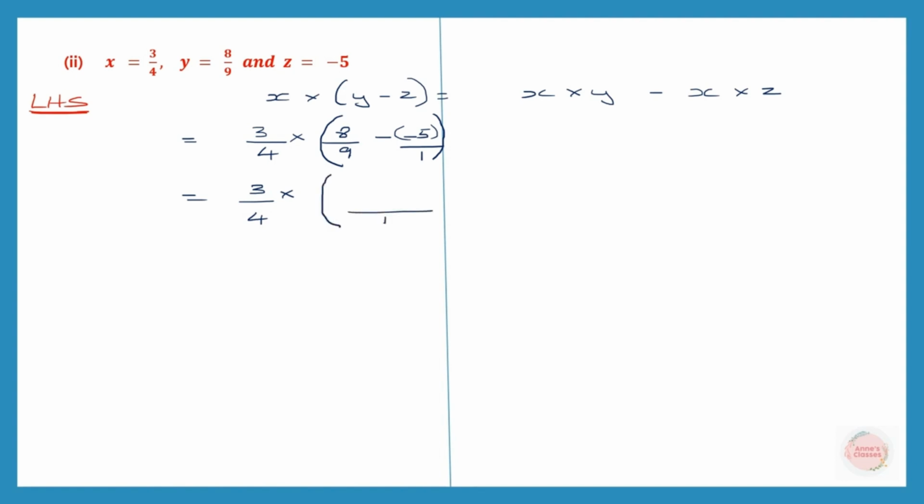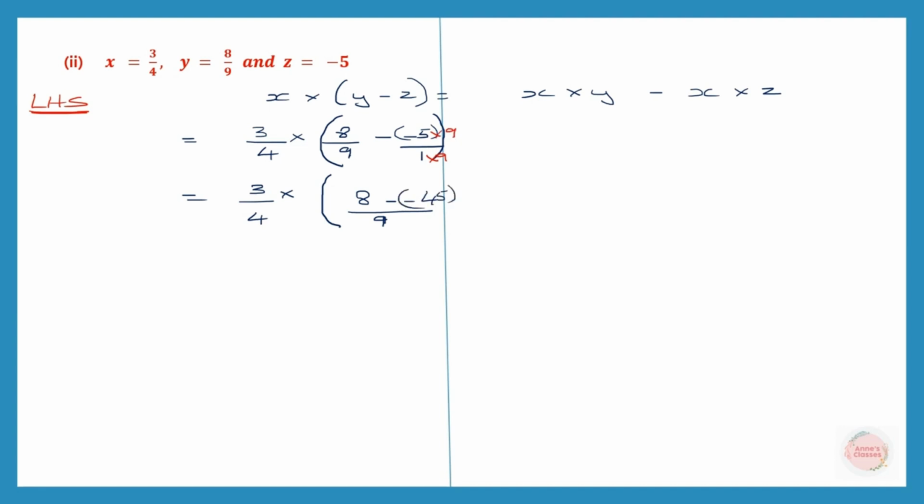1 and 9 are the denominators. So LCM is going to be 9. Now 9 into 1 is 9. So 9 and 9 are the same. So we write 8 also as it is. 8 minus, now here we have minus 5 by 1. 1 into 9 is 9. So we multiply 5 also by 9. 5 9s are 45 and we have a minus sign.